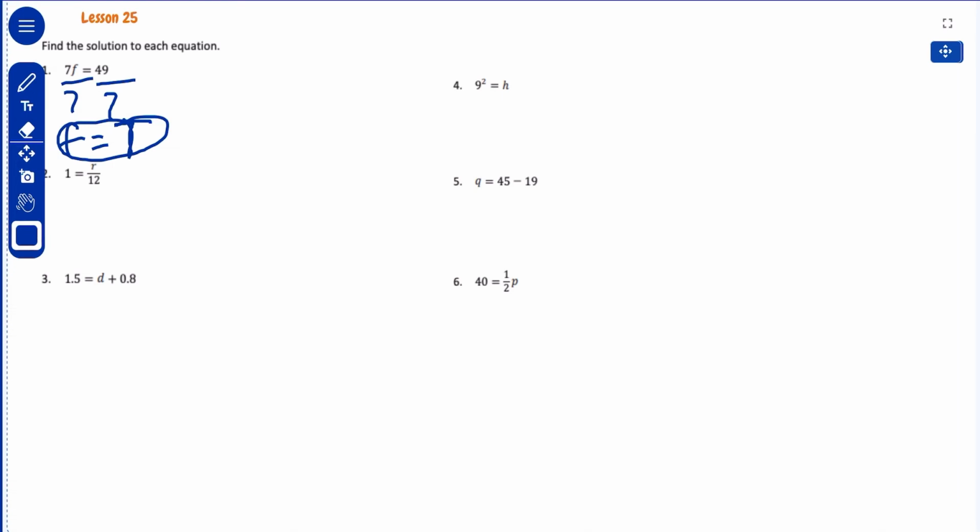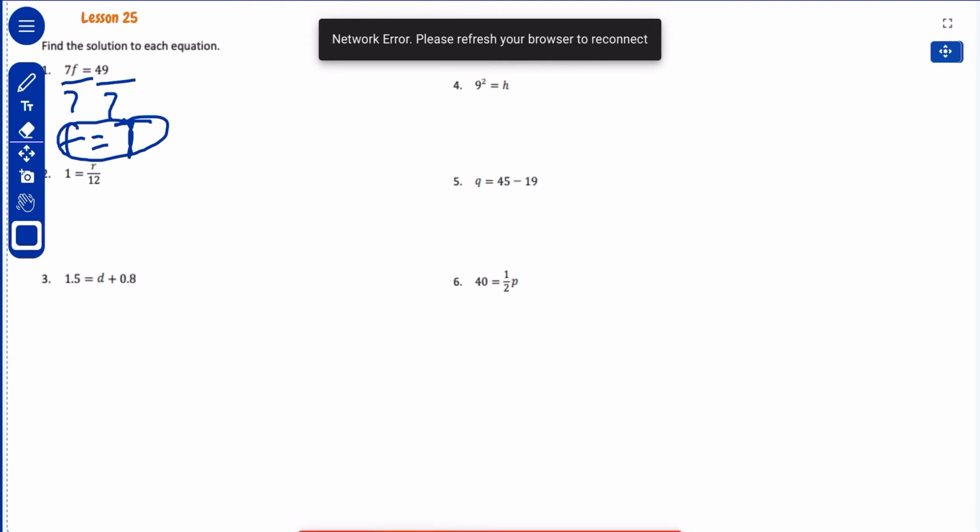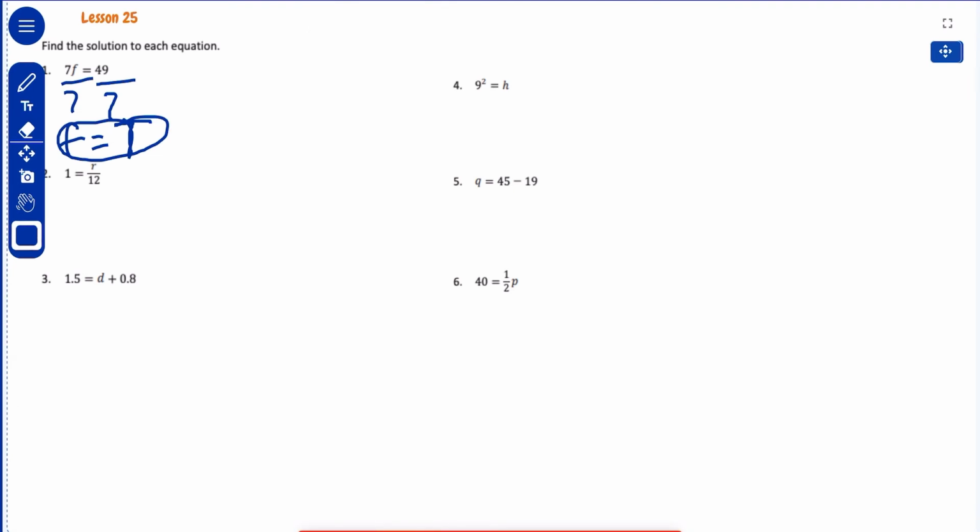Okay, number 2 says 1 is equal to R divided by 12. Can we do R divided by 12? So what are we going to do? Multiply by what? If we multiply by 1, are we going to change anything? How do you get rid of a denominator? You multiply by that denominator, right? So we're going to multiply by 12 on both sides. And that gives us 12 is equal to R, because look, those cancel. Is 12 divided by 12 1? Then our answer is correct.